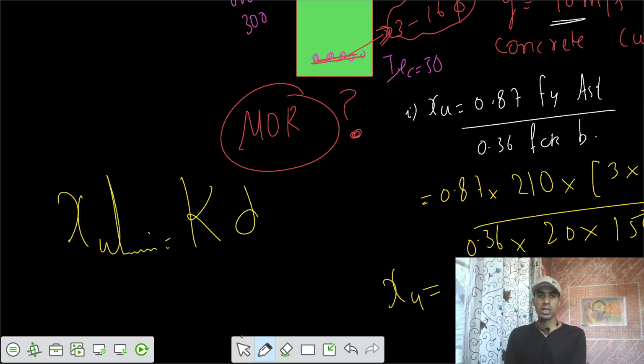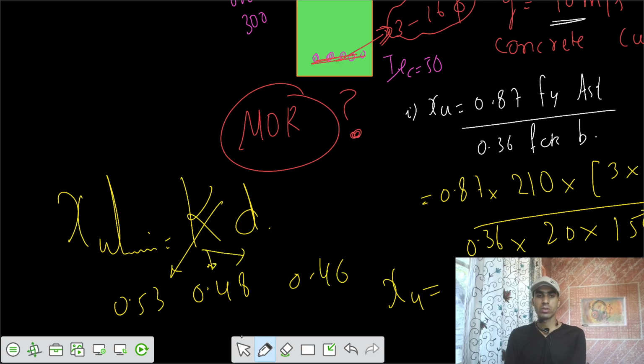Now we need to get the limiting neutral axis location, XU limiting, that is k times d. What is the value of k? 0.53, 0.48, 0.46. Can you tell me which of these values we should use for that steel of yield stress 210 megapascals? What do you think?